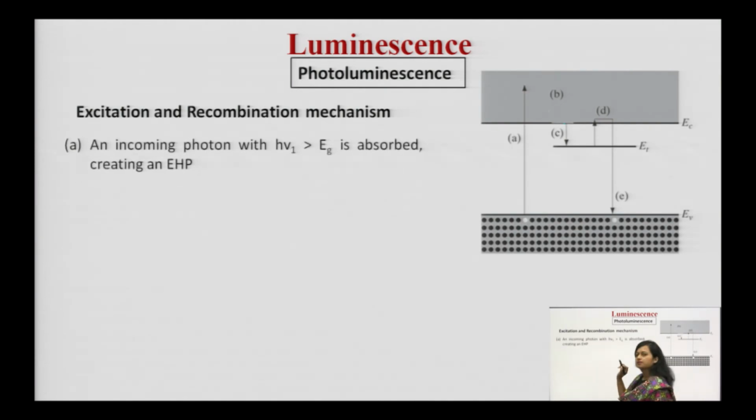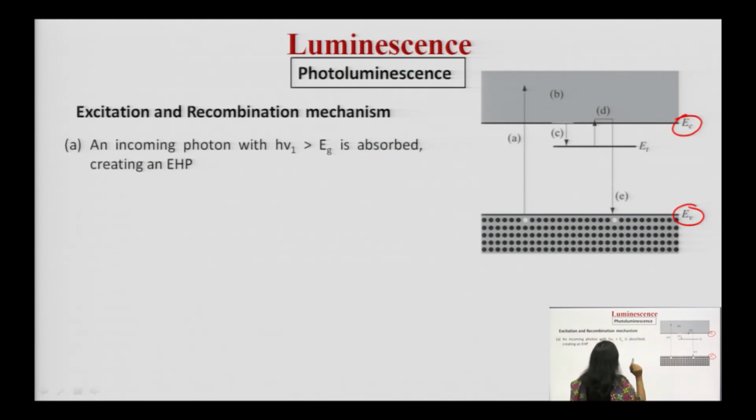Let us discuss in detail the excitation and recombination mechanism. There is a time gap between the excitation and recombination. It does not occur at the same instant of time. You can understand with the help of this diagram. This is the valence band, this is the conduction band. The valence band is filled with electrons. The conduction band has many empty states.